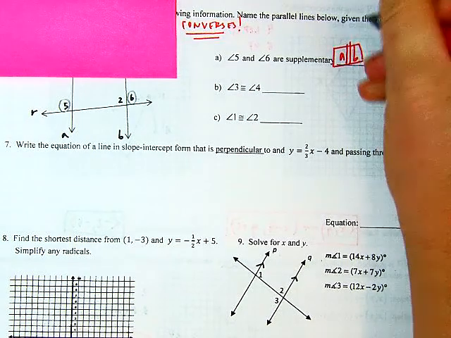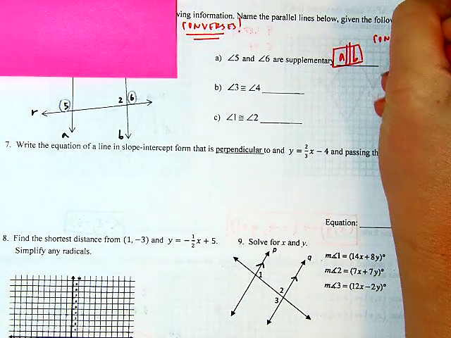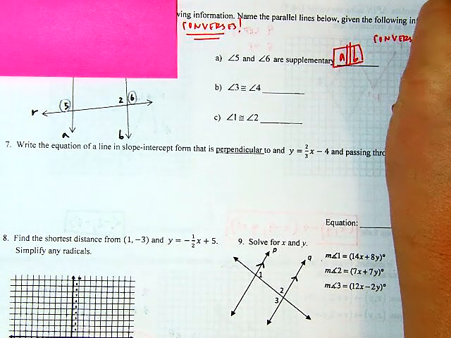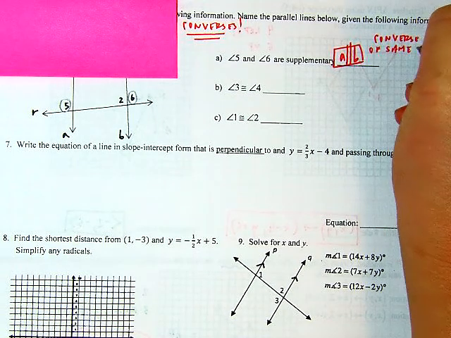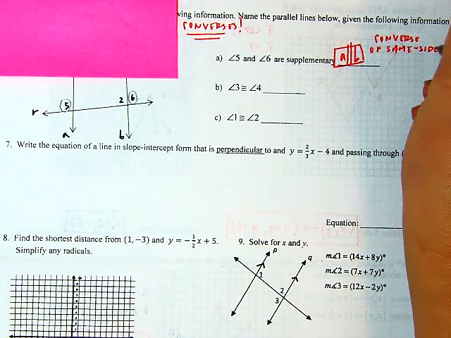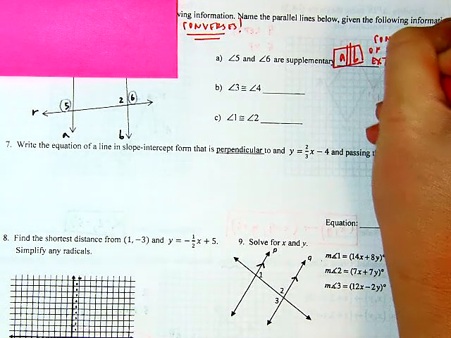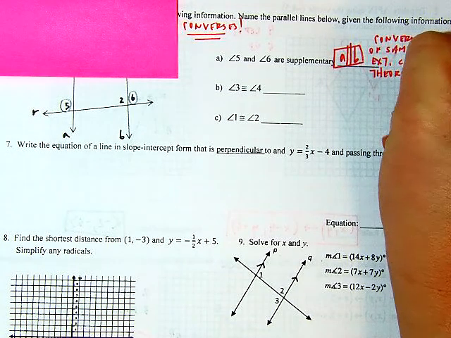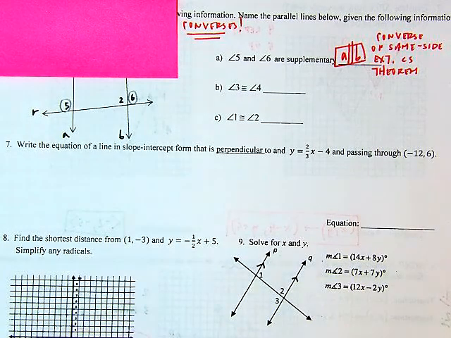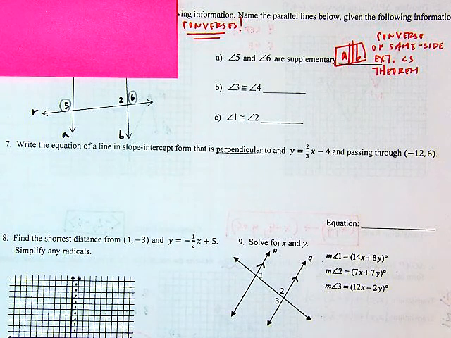So my reason would be the converse of the same side or consecutive, that would be fine, exterior angles theorem. And we've proven this a few times now. So we know that if we start with same side exterior angles, that does lead us to our lines being parallel.